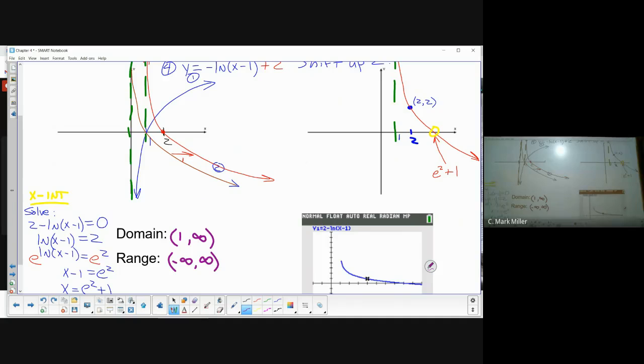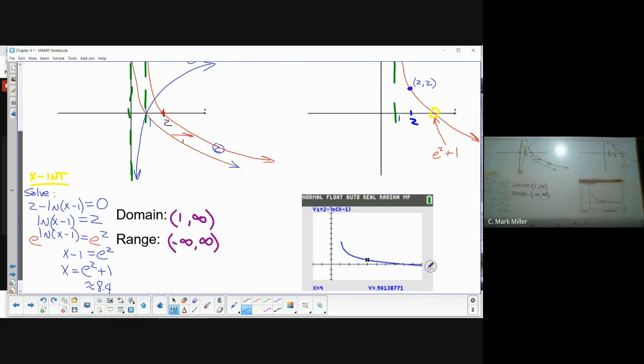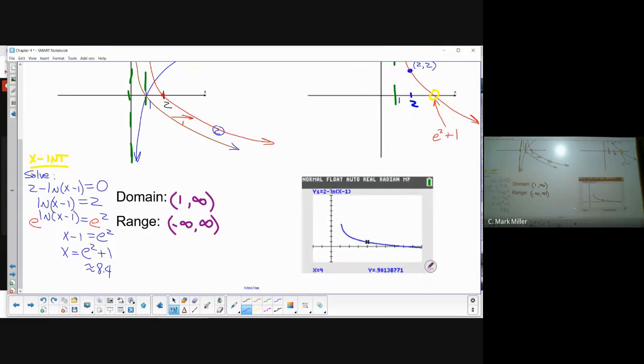Right? And there's our graph right there. Remember that it's 1 plot point per pixel, that's why that graph doesn't keep going up. It's all within 1 pixel there. This point of intersection is about 8.4. If you were going to use the zero function on your calculator, you can come up with that.